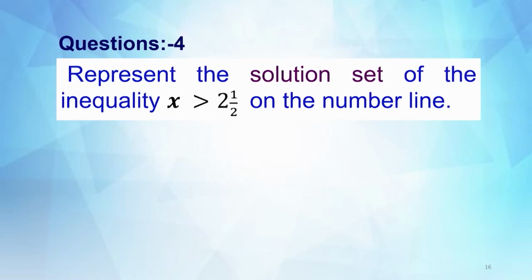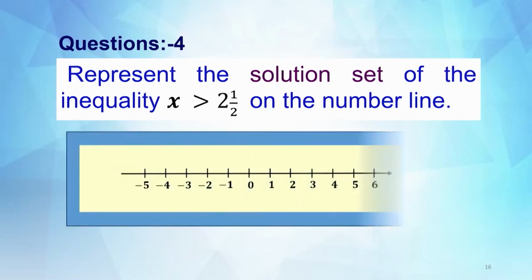Again you have to write solution set. So first draw a number line, then x is greater than 2.5. Mark 2.5 between 2 and 3. Now draw a circle, that means draw an open circle. No need to color this point. x is greater than 2.5, that means towards the right side. Draw a line towards the right side.